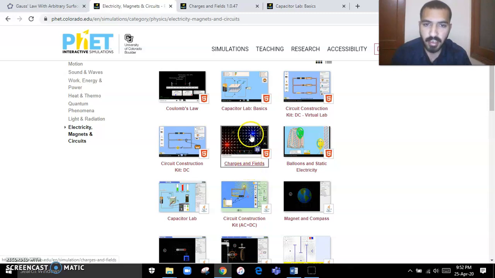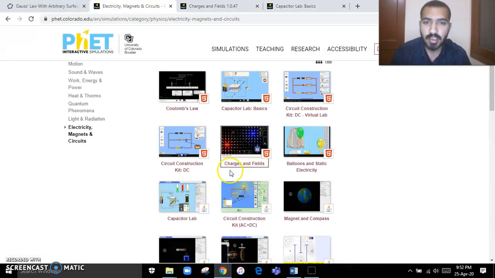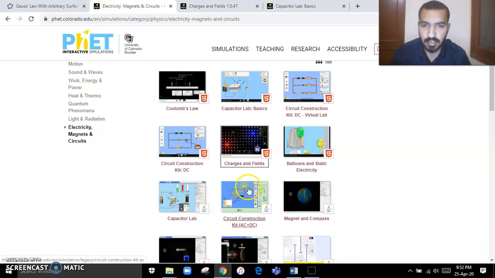I have opened it here, and for the answers to these questions, I have found another simulation. I will share the link with you, so you just have to visualize that simulation, and you can find the answers to these questions from it. So first, what are charges and how does a charge produce an electric field? This can be seen in this simulation.